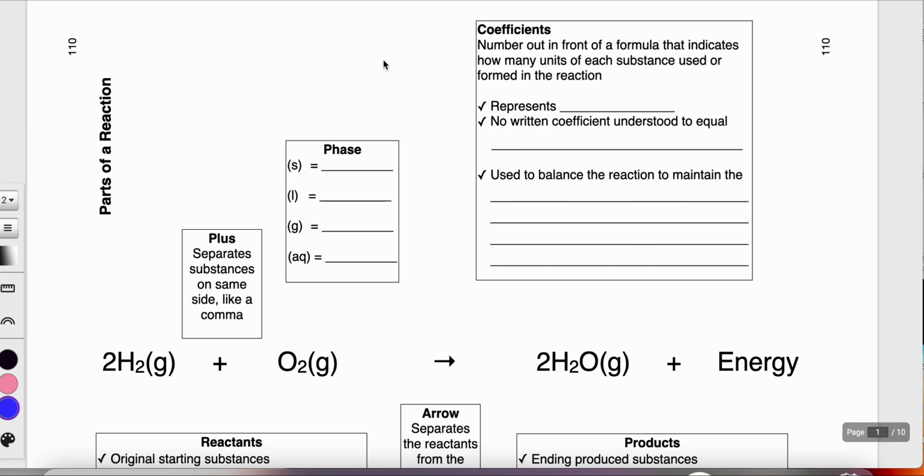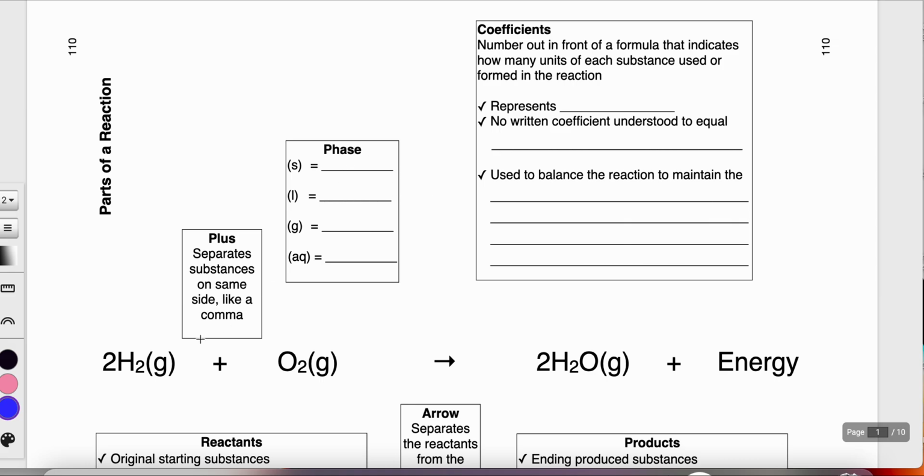p110 and starting our unit on reactions. So let's make sure that we are familiar with the parts of a reaction. So here's a full chemical reaction where it says 2H2(g) + O2(g) arrow 2H2O(g) + energy. So let's make sure that we understand what all of these things represent.